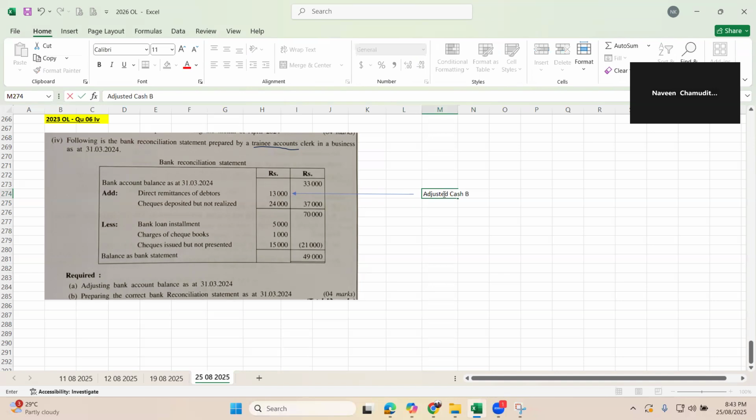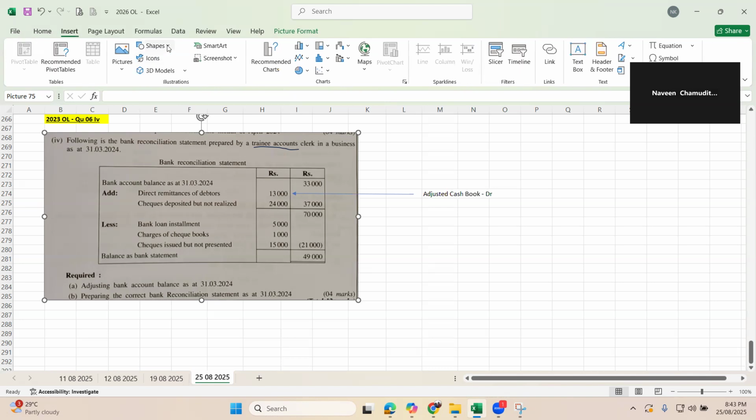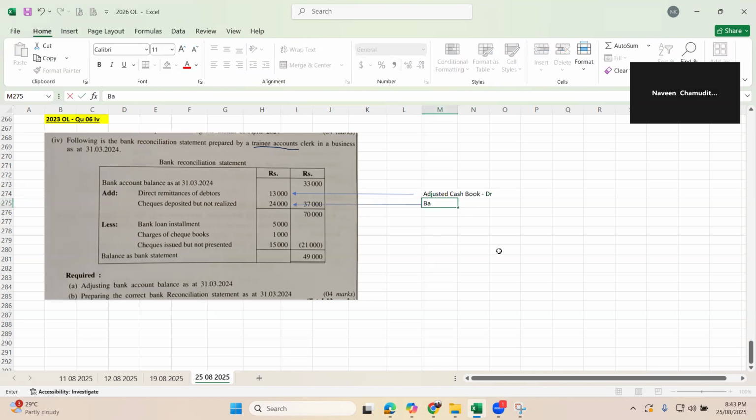Adjusted cash book. Which side? You must record on the debit. Then the check deposited but not realized is not a plus figure. It's wrong. It's a minus figure. So this is wrong, but you must take it to the bank reconciliation statement as a minus figure. Unrealized, what we did, it's a minus figure.